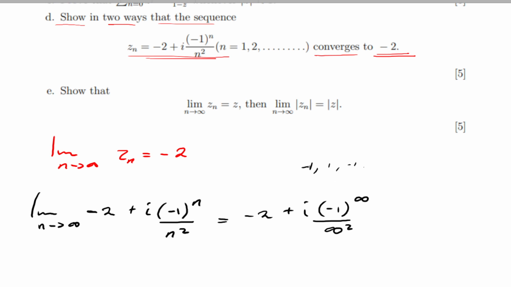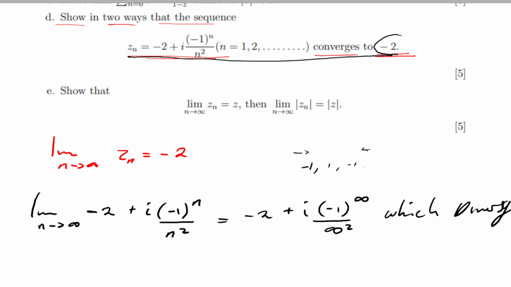Okay, so this will be alternating between -1, +1, -1, +1, and this part here is over infinity. Remember, the approach from the left hand side should be equal to the approach from the right hand side when you're taking limits. And since this alternates between -1 and +1, it makes the sequence diverge. So this one diverges when we take the limit directly, but they want us to show that this one will converge to -2.